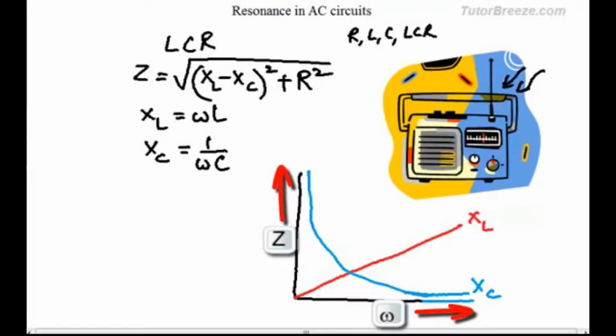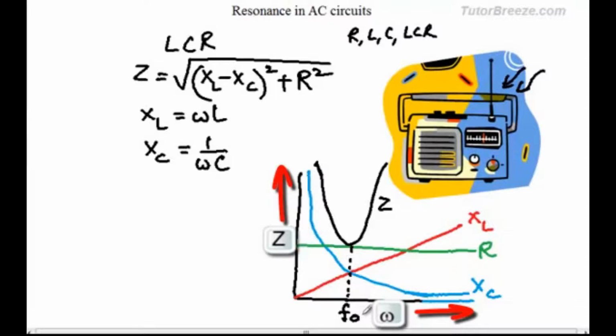And the graph for R would look like this, because the resistance doesn't change with frequency. The total impedance Z, if I draw a graph, it would look like this. This is the graph for Z, and you can see that Z has a minimum value at a particular frequency, which I am going to call F0.